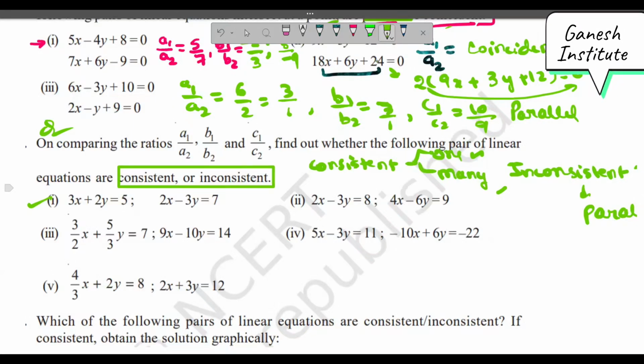So come up with the first one. What do you think it is? For this one, okay, two. That would be 3 by 2.